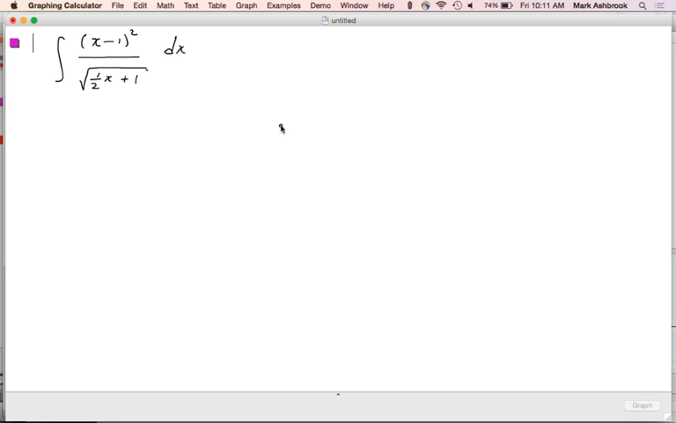So this may be a candidate for some kind of substitution that might, with some algebra, give us something doable. That's the idea here. That if we can do a substitution, change the variable, then do some algebra, we could get something that we could do. So any ideas? What should we let u equal that might unlock this?